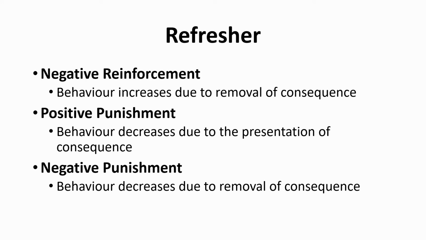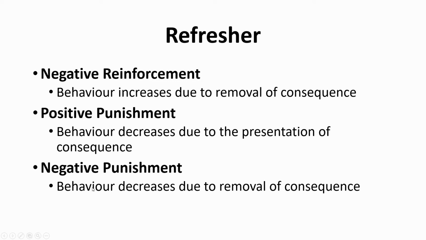What we're going to be looking at for the rest of the chapter are positive and negative punishment. Now, both are punishment procedures, which means that our behavior is going to decrease. In positive punishment, that behavior decreases due to the presence of a consequence. So something bad happens, which makes you less likely to do that behavior. For negative punishment, the behavior is going to decrease due to the removal of a consequence.